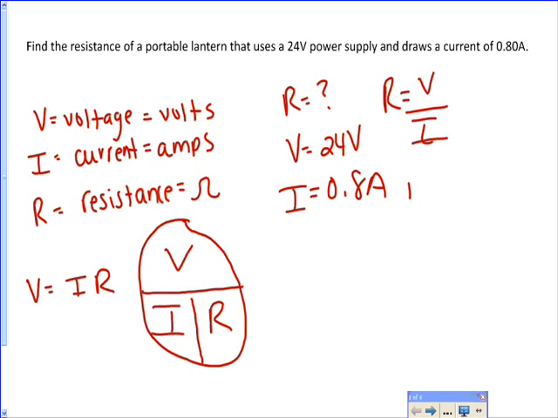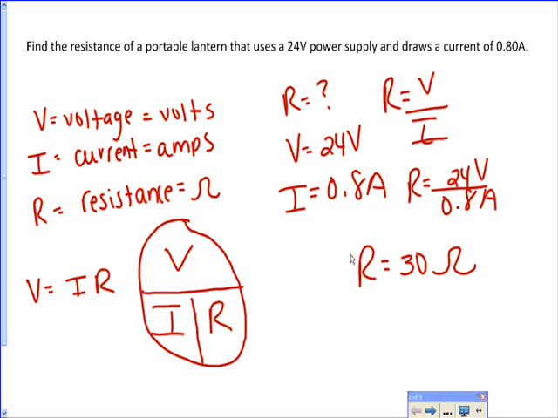Okay? So then we'll fill in our numbers. R equals 24 volts divided by 0.8 amps. And once you put that in your calculator, you get 30 ohms. And that's your resistance for this problem.